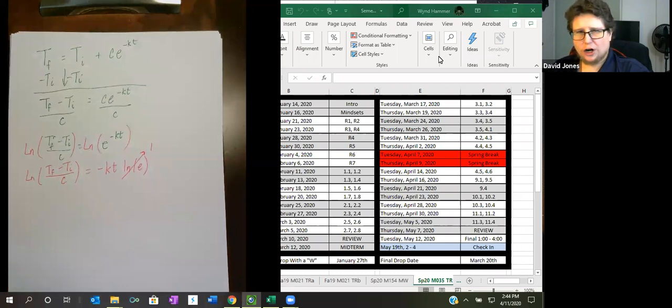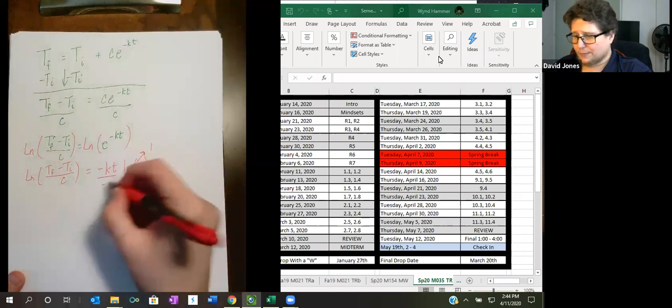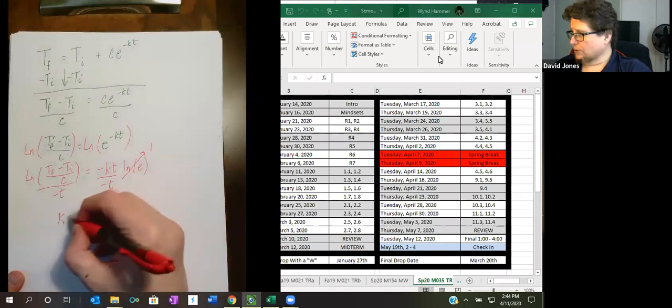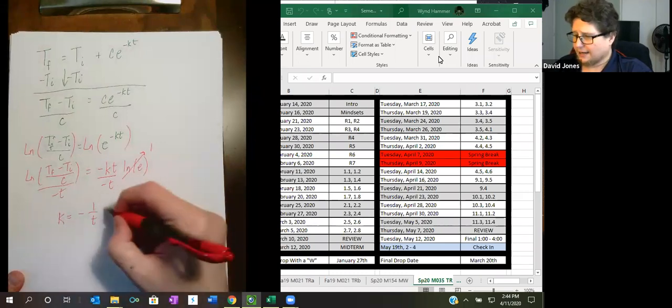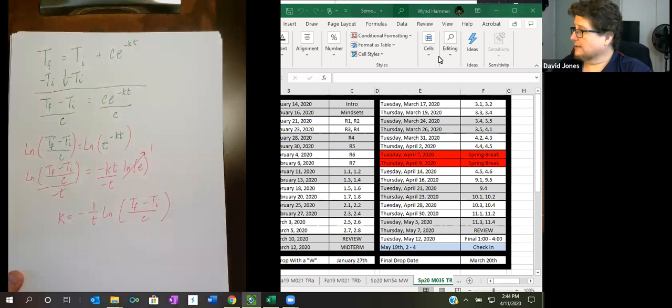Often they've gotten data for a given temperature, the starting temperature, counted how long it took, and found the temperature after a certain amount of time. They know t, they're just solving for k. So divide both sides by negative t, and k equals negative 1 over t times the natural log of (T final minus T initial) over C. I'm sure there's a problem in the homework that gives you values for those. You can plug them in there, but that's how we go through and solve those. Okay?